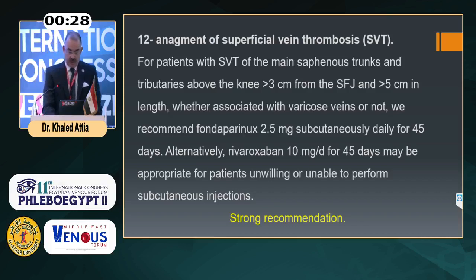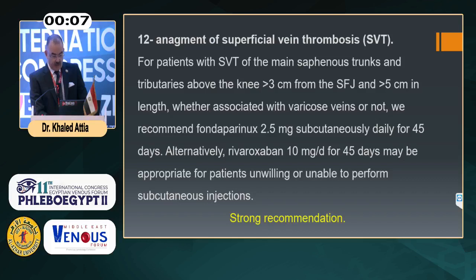Management of superficial vein thrombosis. For patients with superficial vein thrombosis of main saphenous trunk and tributaries above the knee, more than 3 centimeters from the saphenofemoral junction and more than 5 centimeters in length, whether associated with varicose vein or not, we recommend fondaparinux 2.5 milligrams subcutaneously daily for 45 days. Alternatively, rivaroxaban 10 milligrams per day for 45 days may be appropriate for patients unwilling or unable to perform subcutaneous injection. This is a strong recommendation.